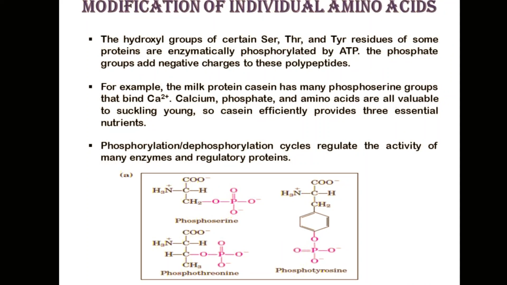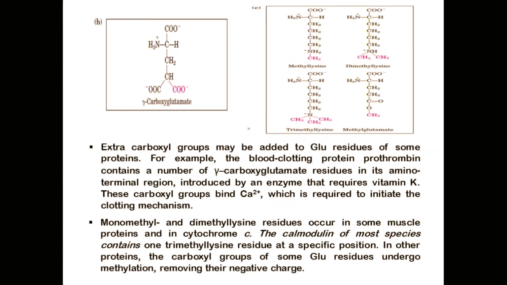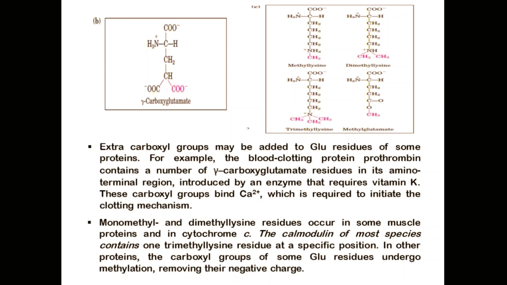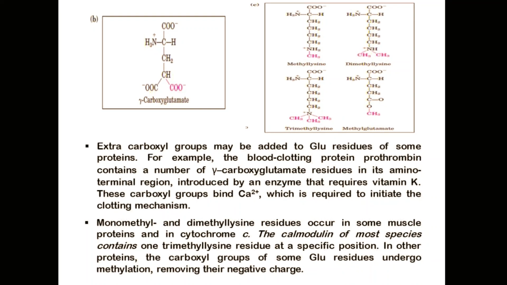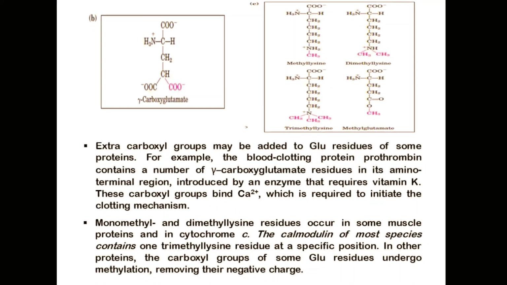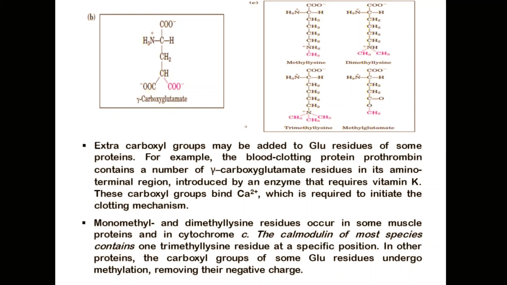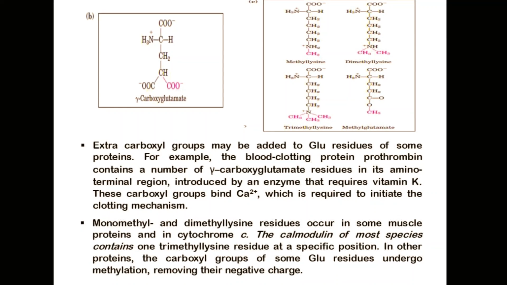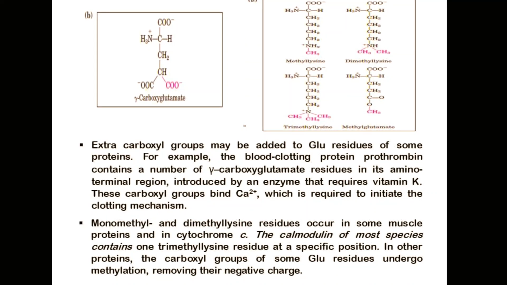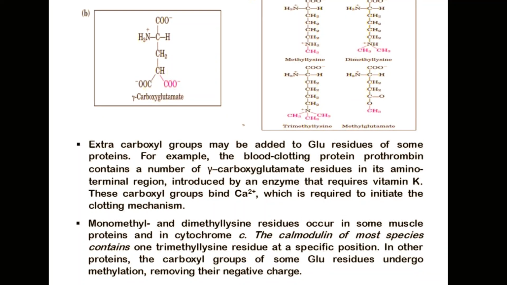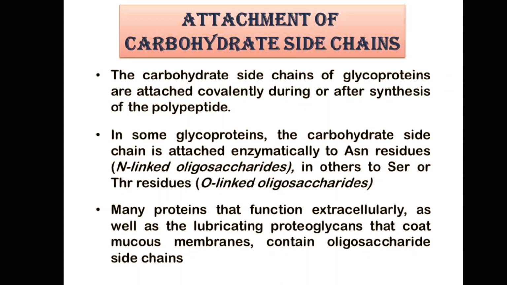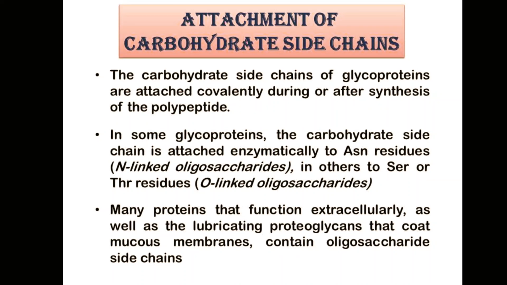The hydroxyl groups of certain serine, threonine, and tyrosine residues of some proteins are enzymatically phosphorylated by ATP. Monomethyllysine, dimethyllysine residues occur in some muscle proteins and in cytochrome c. The calmodulin of most species contains one trimethyllysine residue at a specific position. In other proteins, the carboxyl groups of some glutamic acid residues undergo methylation, removing their negative side chains.